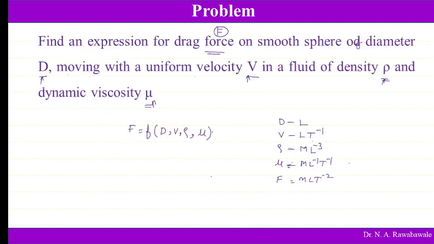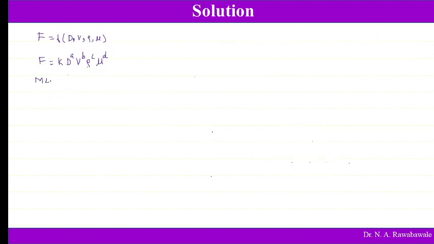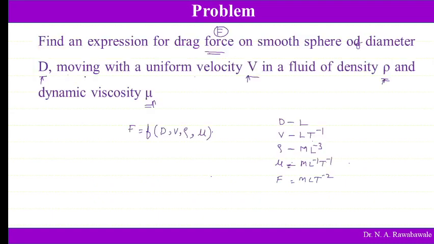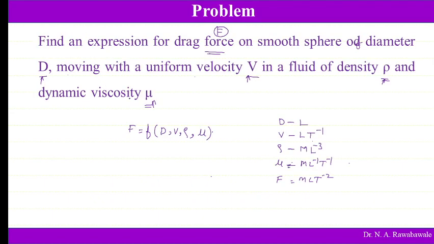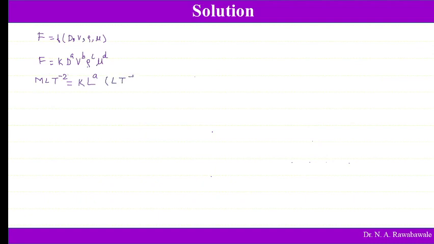So as we have seen, force F is a function of diameter, velocity, density and viscosity. So this can be written as F is equal to K d to the power of a, v to the power of b, rho to the power of c, mu to the power of d. So we will write dimensions for F. So what is dimension for F? Force is M L T to the power of minus 2, is equal to K. K is constant, whereas d, dimension for d is length L, L to the power of a, then v to the power of b. So for velocity, dimension is L T to the power of minus 1, L T to the power of minus 1 to the power of b.